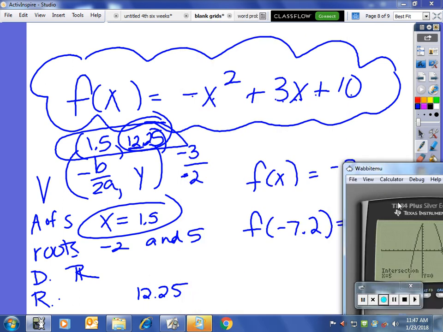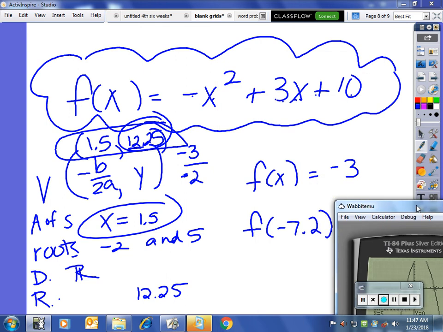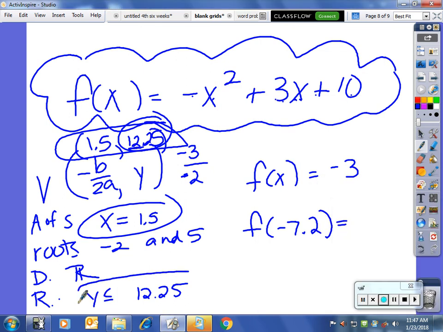All the other y values on this picture are what? They're under it, which means less than or equal to it. So that's how I would describe the range. It's related to the vertex. Is it the vertex? No. If I ask you for range, don't tell me 1.5, 12.25. That's not a range. That's a point.